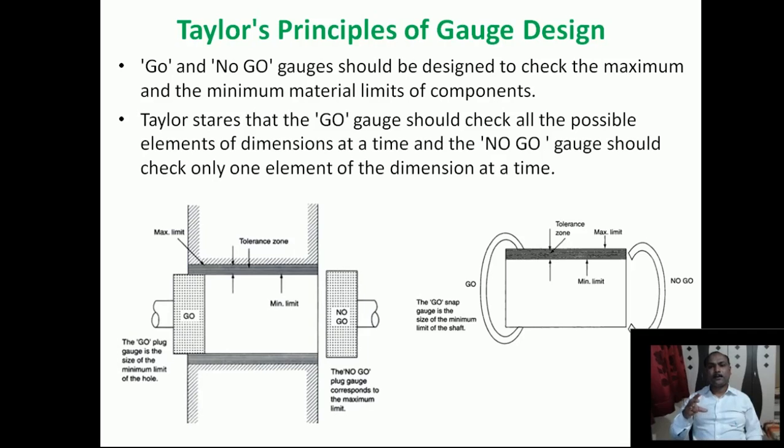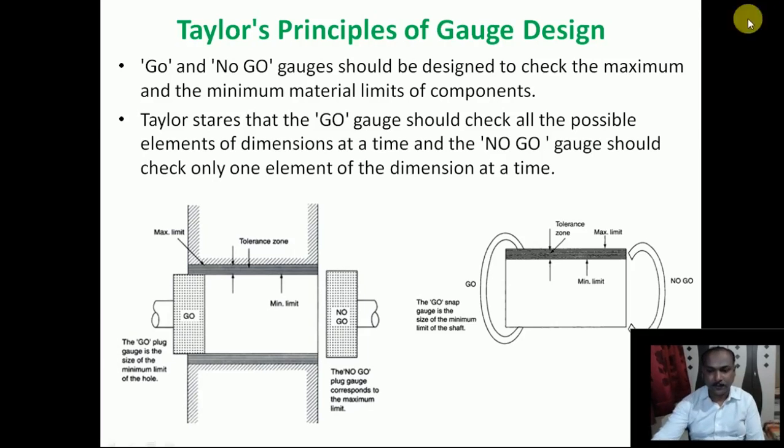Even though it is a three-line principle, it is very important and very interesting, and we can explain these three lines in more detail like this. Maximum metal condition in a hole is the lower limit, and maximum metal condition in a shaft is the upper limit. So the go gauge should check the lower limit of the hole, and in the case of a shaft, it should check the upper limit, whereas the no go gauge should check the minimum metal condition. So it should be the maximum limit of a hole or the minimum limit of the shaft.